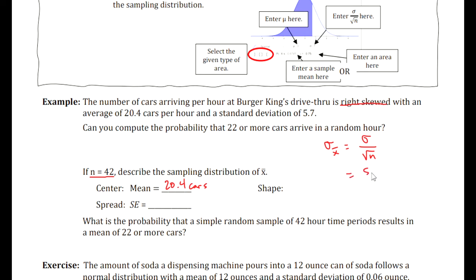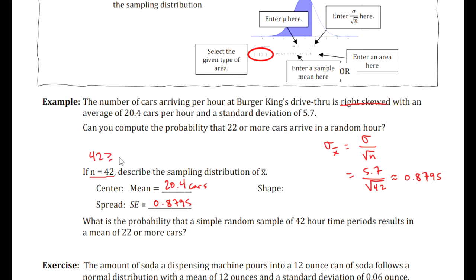So that underlying distribution has a standard deviation of 5.7, and since we have a sample size of 42, we're going to divide that by the square root of 42. That gives us a standard error of 0.8795. Sorry. The shape will be normal because our sample size is large.